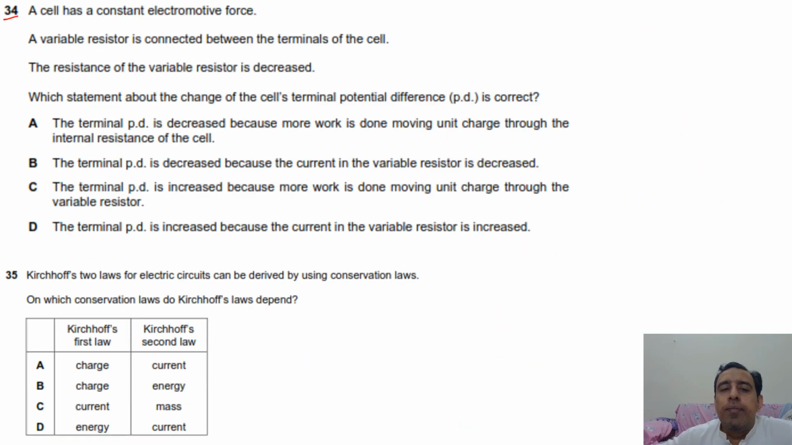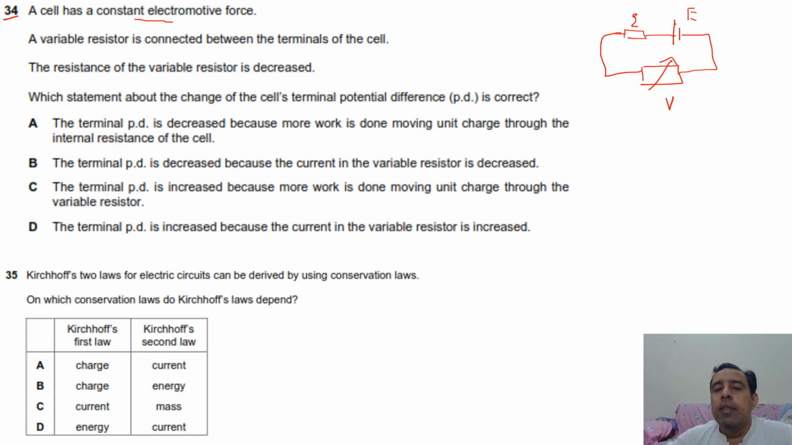Question number 34. A cell has a constant EMF, yes it is. A variable resistance is connected between the terminals. The resistance of the variable resistor is decreased, which statement about the change of the cell's terminal potential difference is correct? If we have this cell, its EMF is E, and there is some internal resistance r, and attached with the external variable resistor like this one, the terminal potential is V against this resistor.